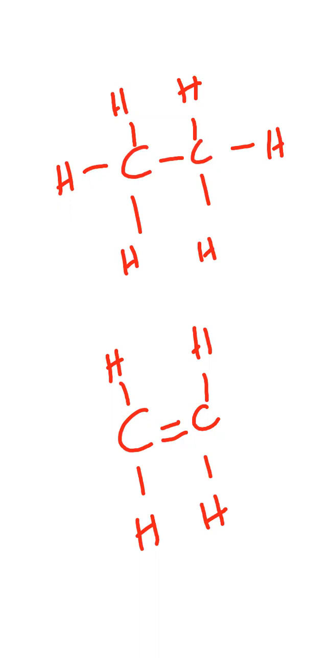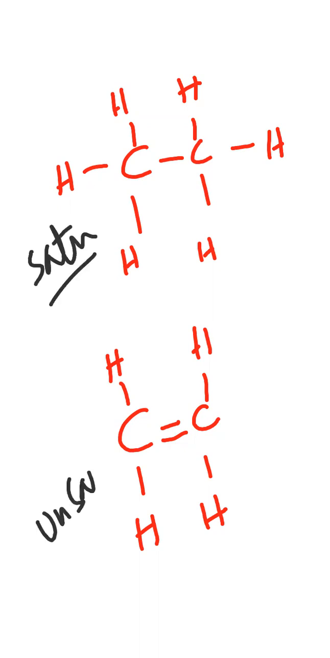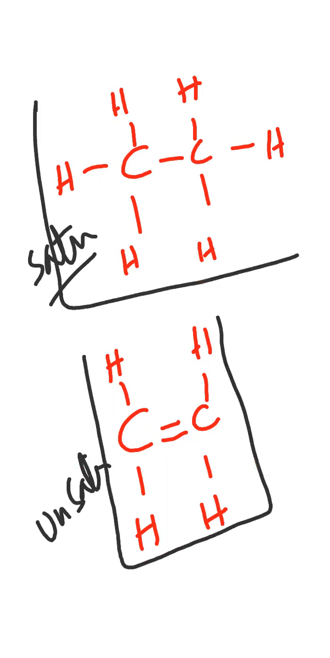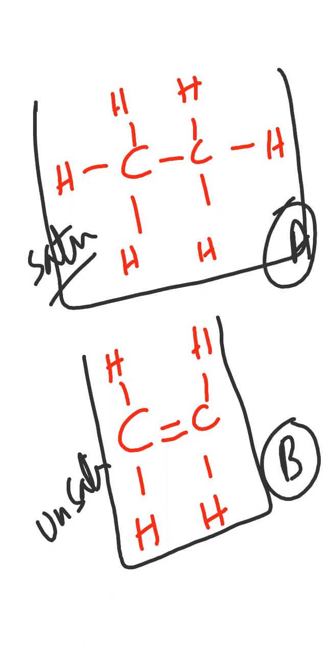The upper one is saturated. Let me write. This is saturated and this is unsaturated. For example, we have these in two containers, this is container A and this is container B. I want to check which container has the unsaturated compound. How can we check?